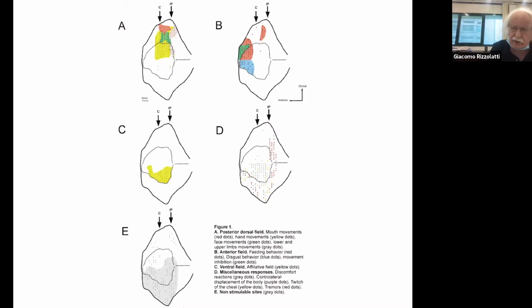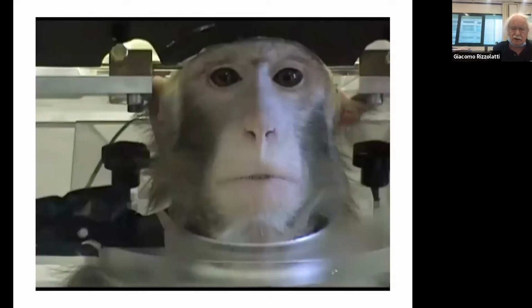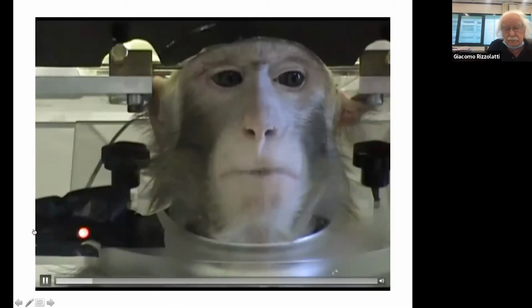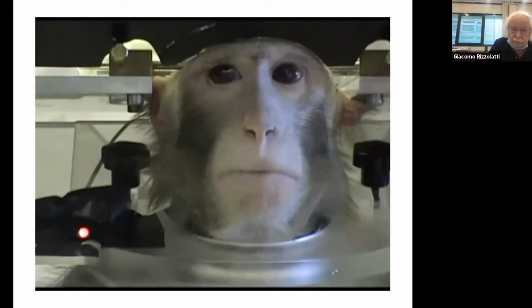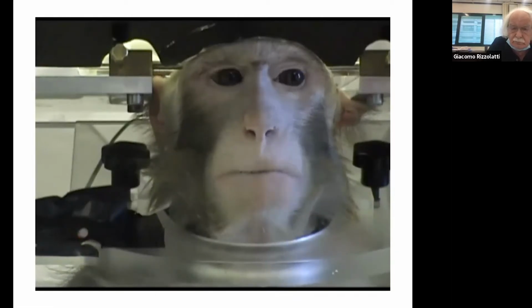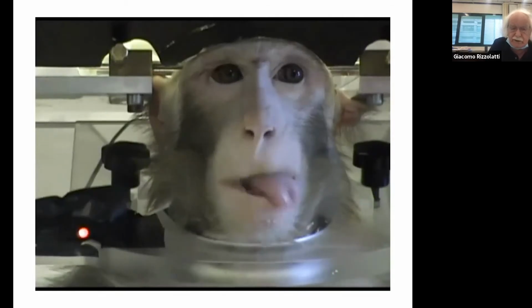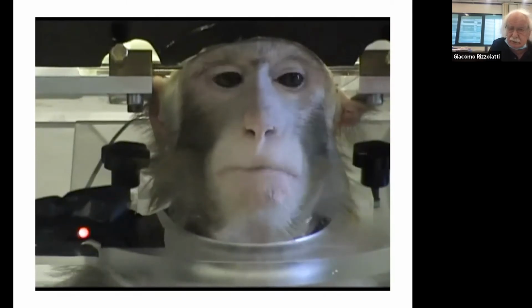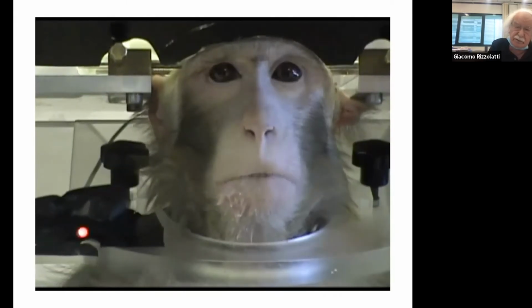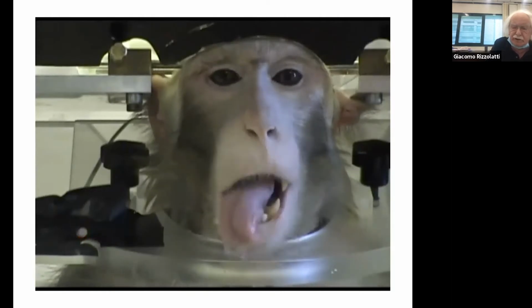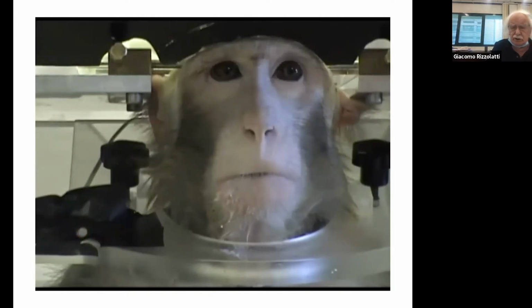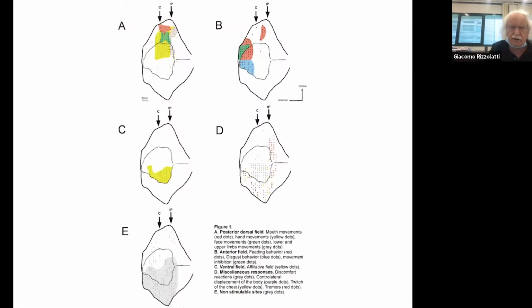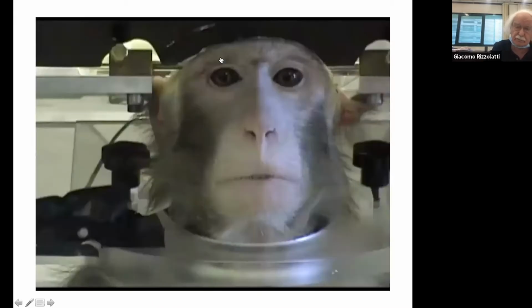This time there is no action potential. So you will see the monkey here, and from time to time a red light will appear. Red light. So I think it's clear that every time we stimulate the insula, there is ingestive behavior. The monkey starts to move the lip, the tongue, and so on. So if I stimulate this red area, the dorsal area, there is positive ingestive behavior.